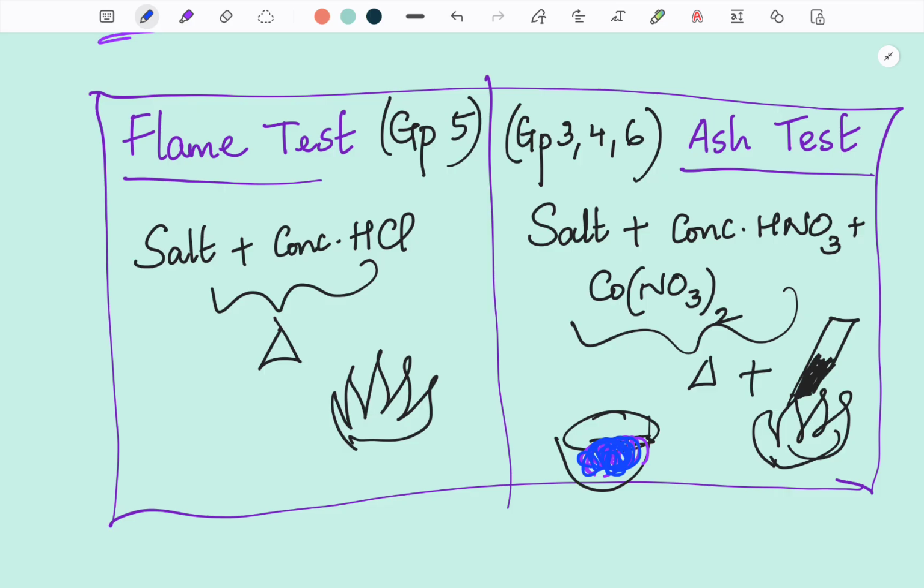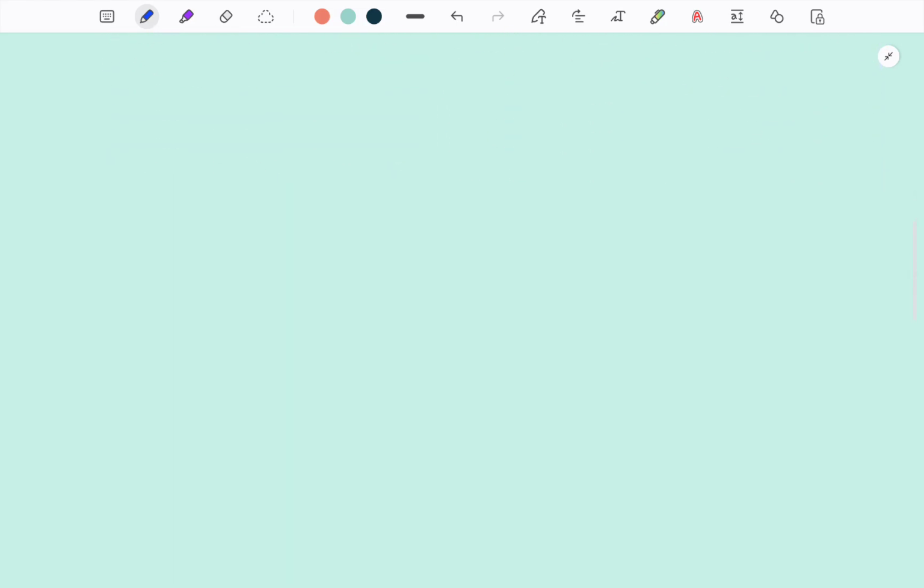So now we will begin with the confirmatory tests for all the group wise cations. So now first we have group 0. In group 0, if you remember, we discussed in the previous part, we have ammonium cation. So first, what is the major test that you need to perform?